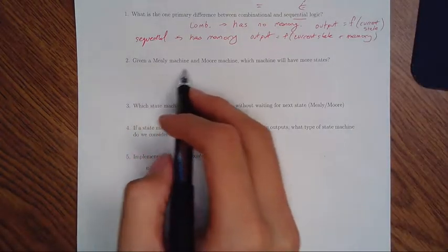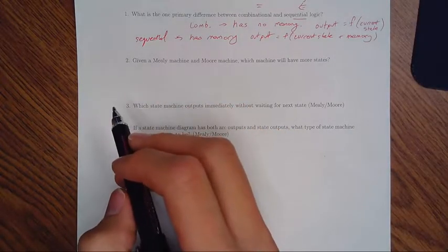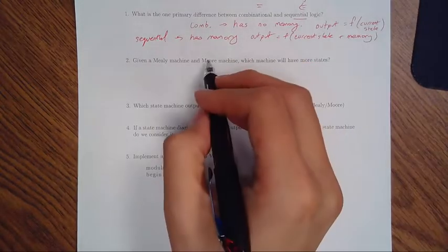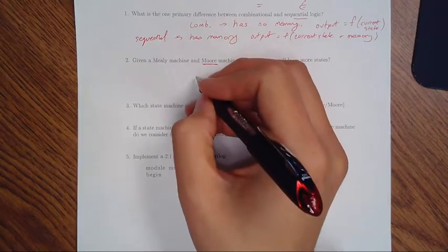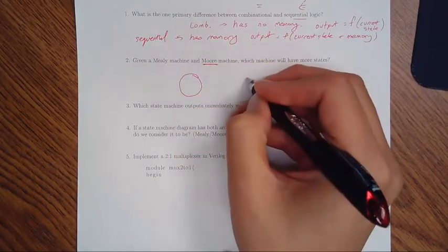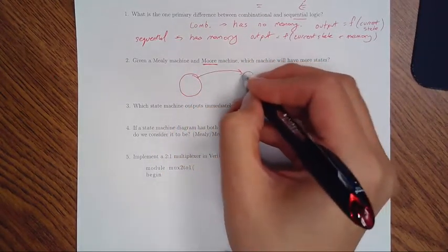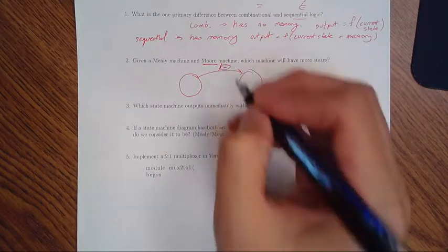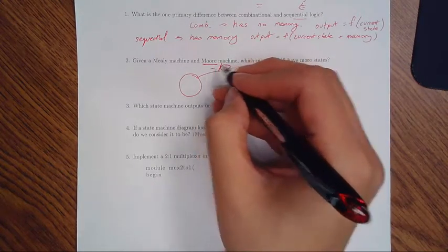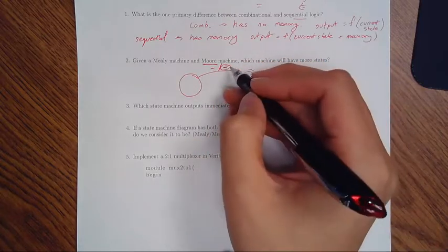So the next question was, given a Mealy and a Moore machine, which machine will have more states? Take the hint from the name. Moore machines have more states. When we draw a state machine, an input on the arc and an output on the arc means it's a Mealy machine.